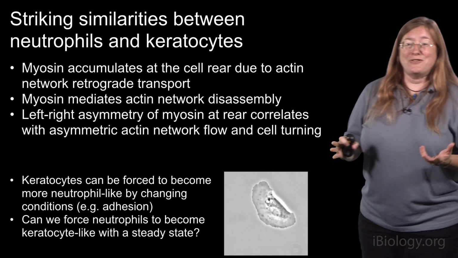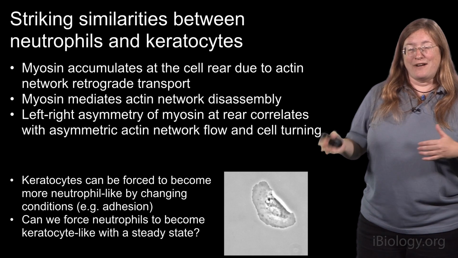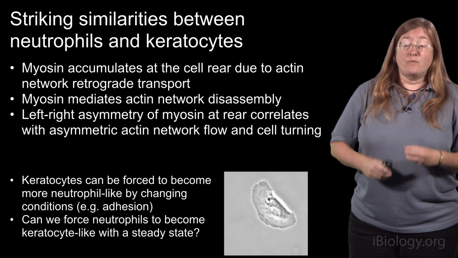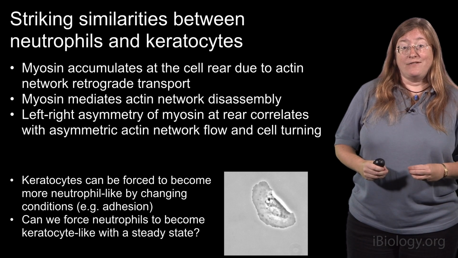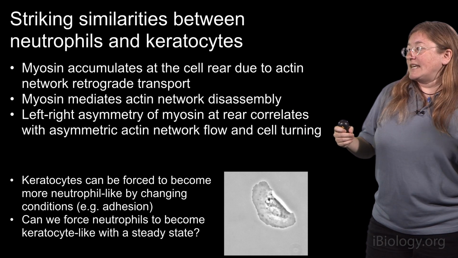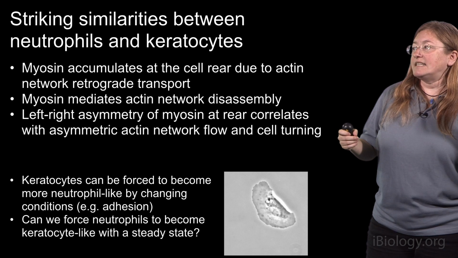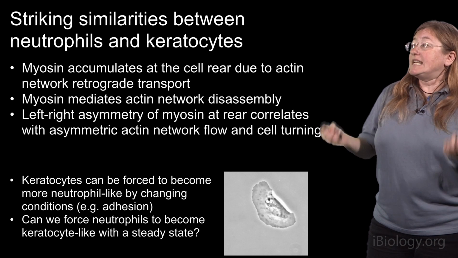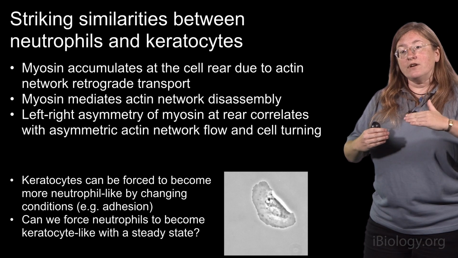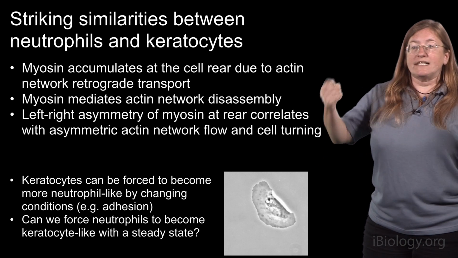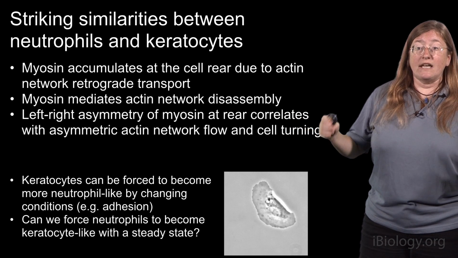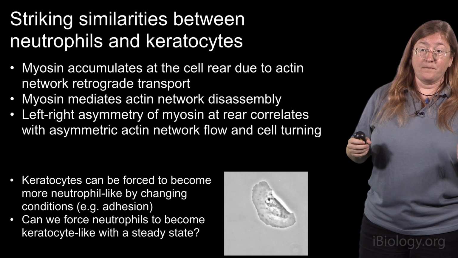So overall, comparing these two stories, if you look at a movie of a keratocyte versus a neutrophil, they seem like they're behaving rather differently. But what we understand when we dissect the mechanics and the dynamics of this behavior is that they're strikingly similar. In particular, I've shown you recent data that myosin accumulates at the cell rear due to this actin network retrograde transport and mediates actin network disassembly in a way that is able to coordinate not only front-rear motion of the cell, but also give you asymmetries that can lead to turning. And both of those things seem to happen in very similar ways in both the keratocytes and the neutrophils.